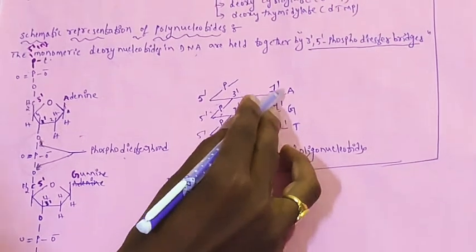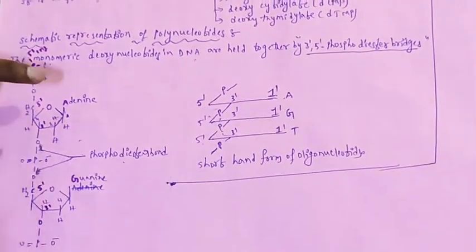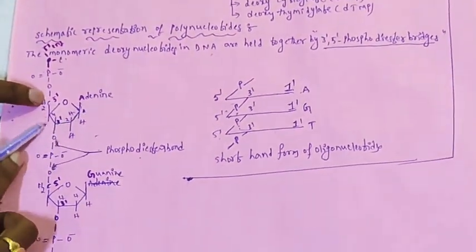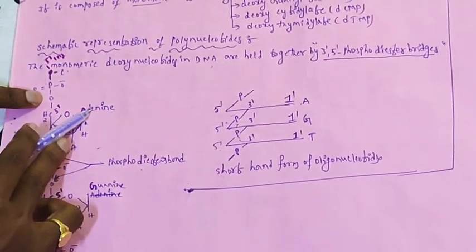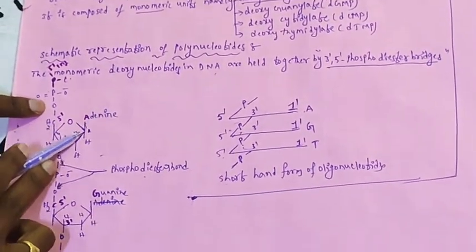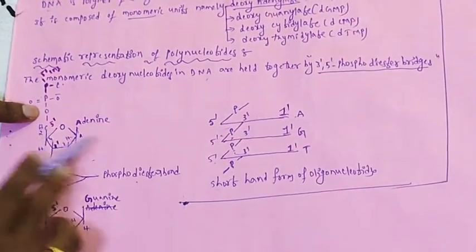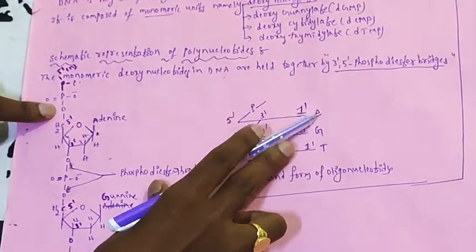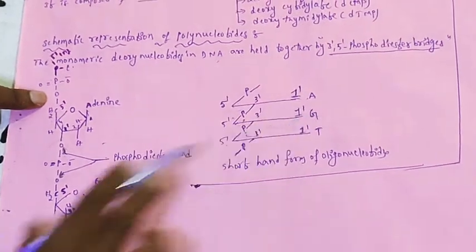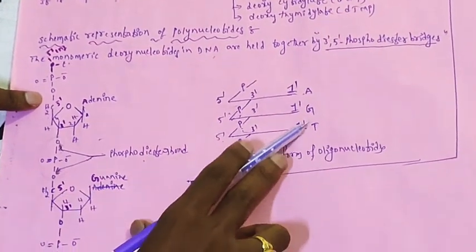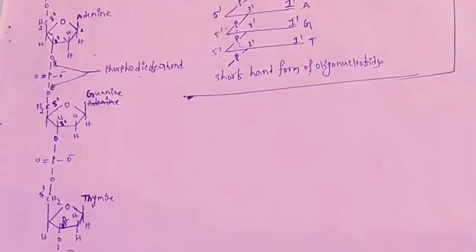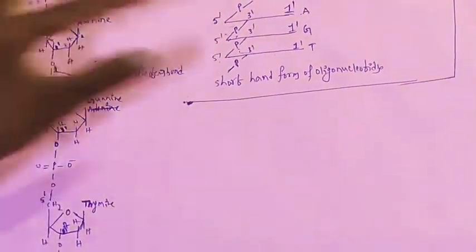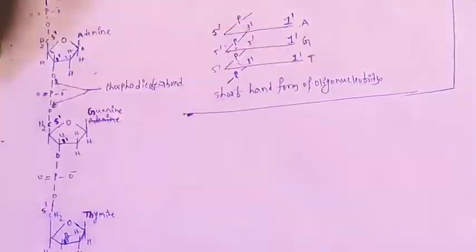Here you can observe the carbons 1, 2, 3, 4, 5, right? The first carbon has the adenine nitrogenous base. The nitrogenous base is connected to the first carbon of deoxyribose. So that's why this one has adenine, this one is guanine, this one is thymine. So the first carbon is attached to the nitrogenous bases. This is the shorthand form of oligonucleotides.